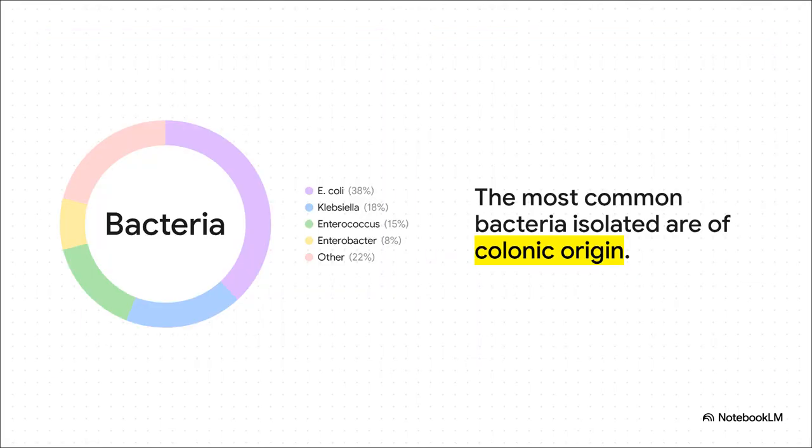And who are the bad guys causing the infection? Well, it's no surprise. They're the usual suspects from the gut. E. coli is leading the pack with Klebsiella and Enterococcus right behind. And this is exactly why our first-line antibiotic choices need to cover these kinds of gram-negative and gram-positive organisms.